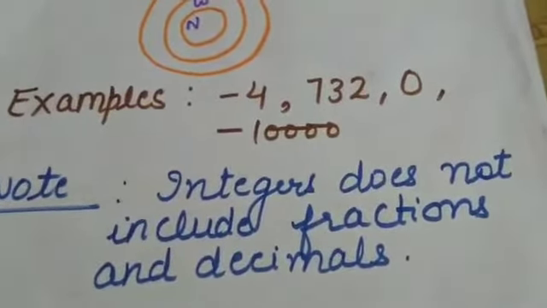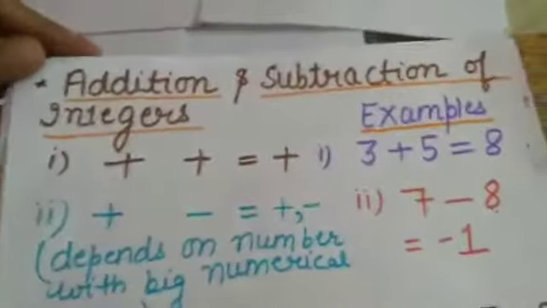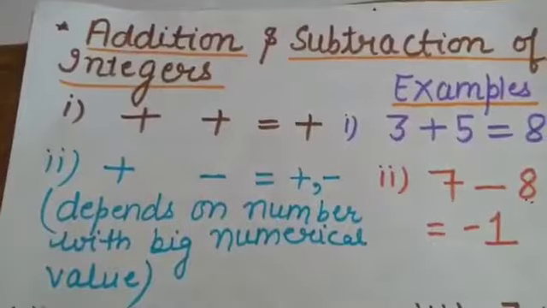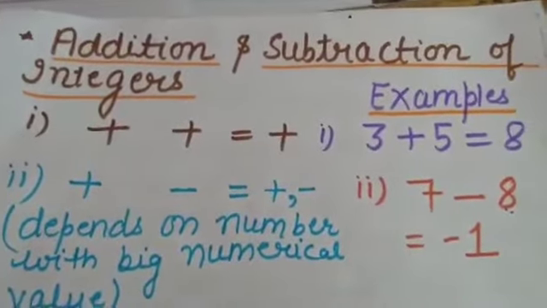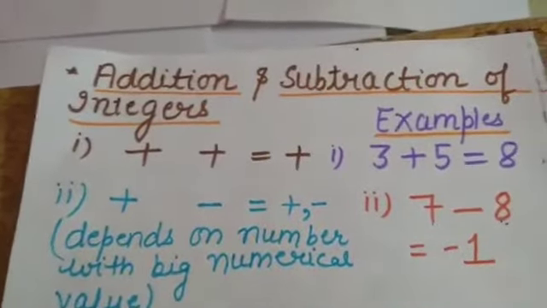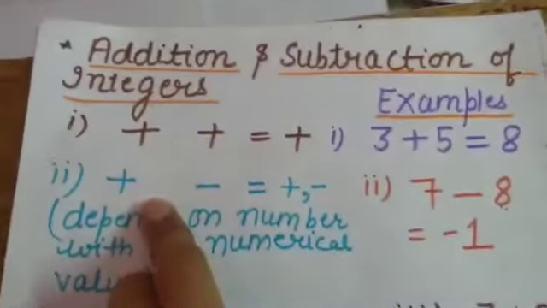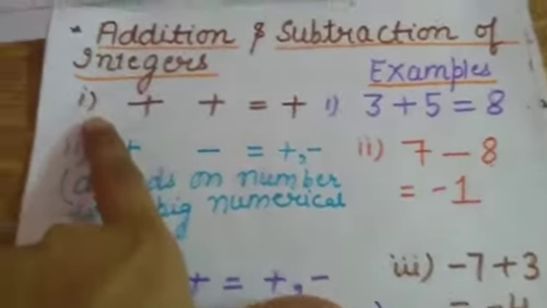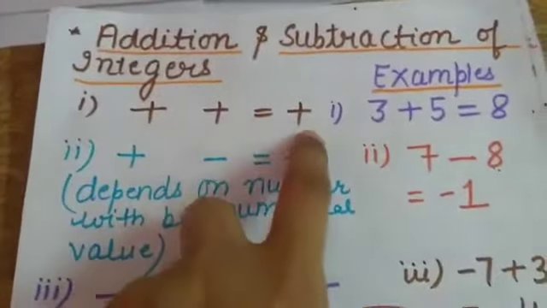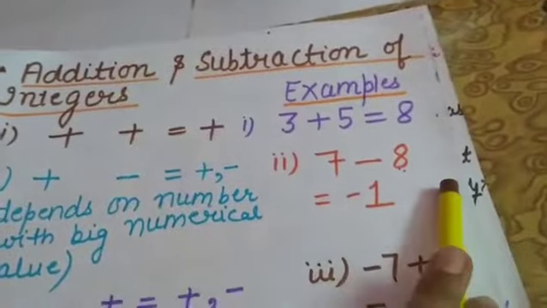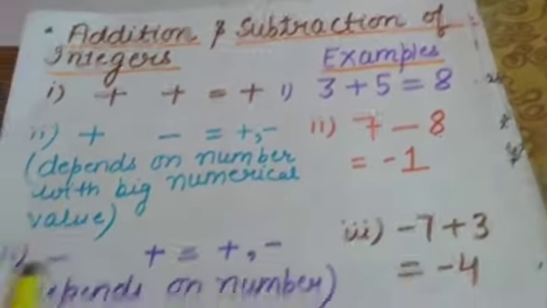Now come to the next topic, how to add and subtract integers. You have done this in class 6 also, in the chapter Integers. So we have 4 points to be careful with. First one is, when you are adding two positive integers, you will get a positive integer. Example, if you are adding 3 and 5, you will get a positive integer, that is 8.